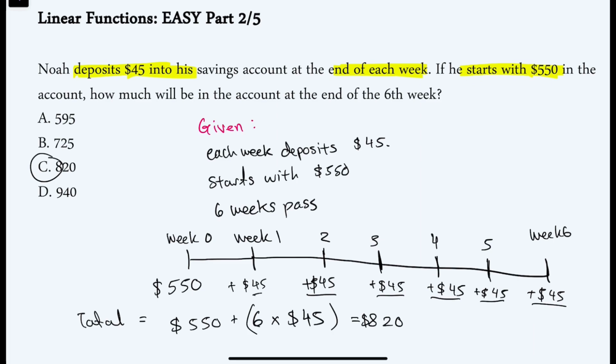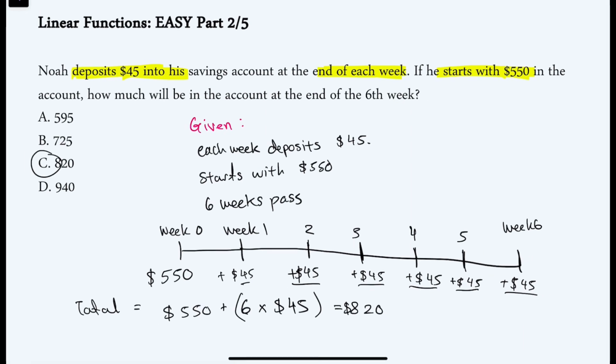Now, if you prefer to simply do this in the algebraic approach, you could. The way to do this is realizing that we have an initial amount. So if you're comfortable with linear equations, y is equal to mx plus b, you know that b is the y-intercept, which represents the initial amount. It's a starting point, so 550. And then m times x represents the rate of change, with m being slope. So we know that 45 is by how much we increase each week. And how many weeks pass is x, so 6. And you'll get the exact same answer, $820.